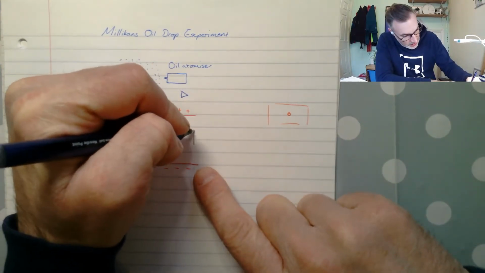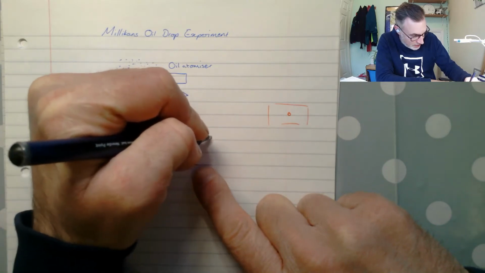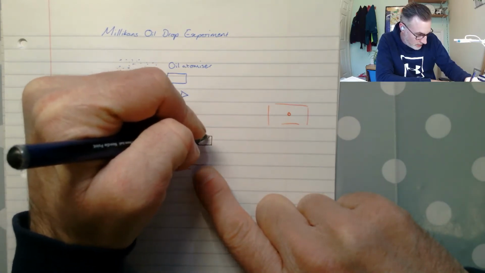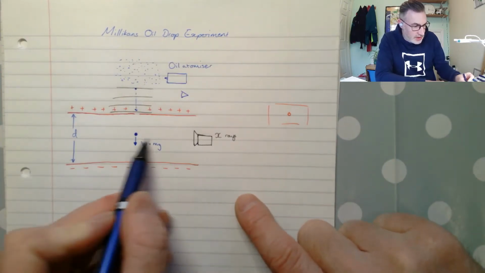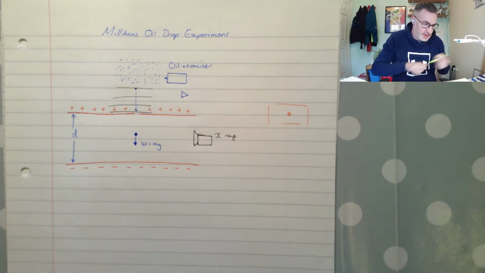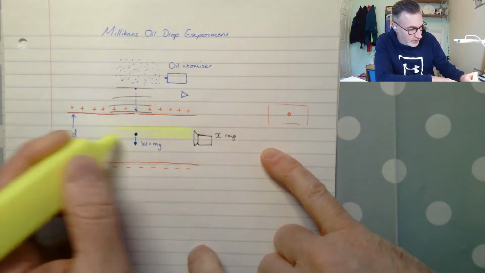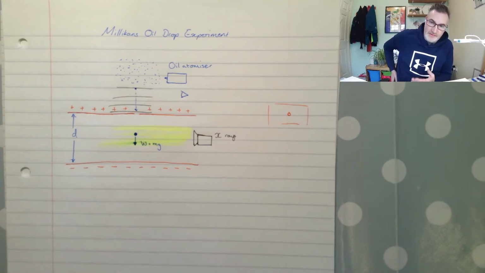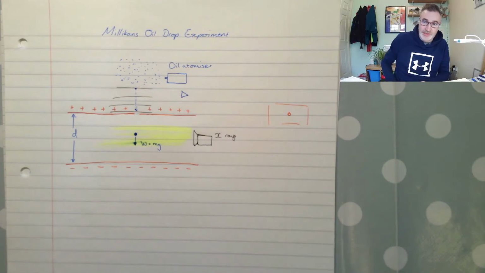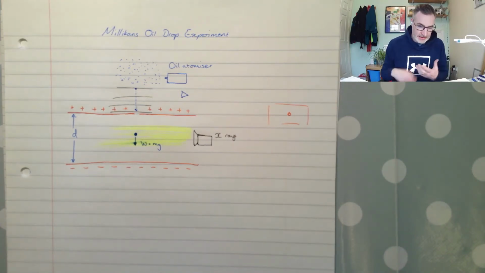So we can take, and so he fired X-rays into this chamber, and by firing the X-rays through there, he would give the oil drops a charge. Now we don't know what this charge is, but some of them would become positively charged droplets, some would become negatively charged droplets. But we don't know what that is.